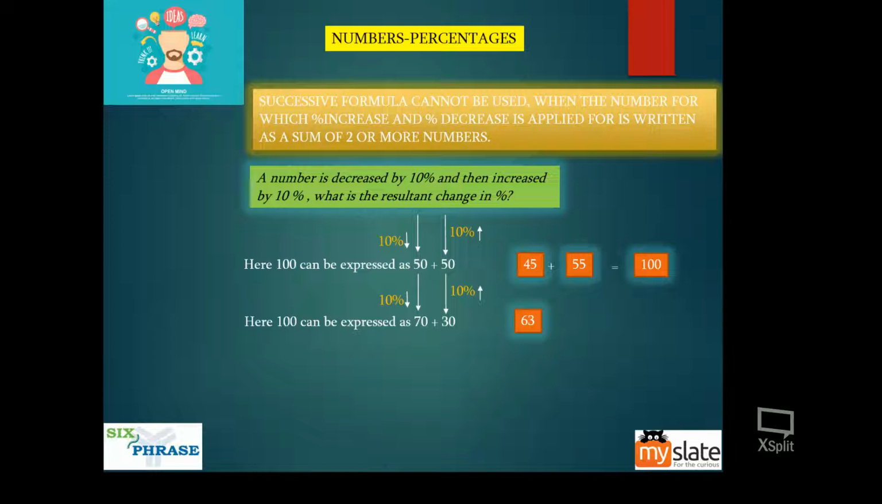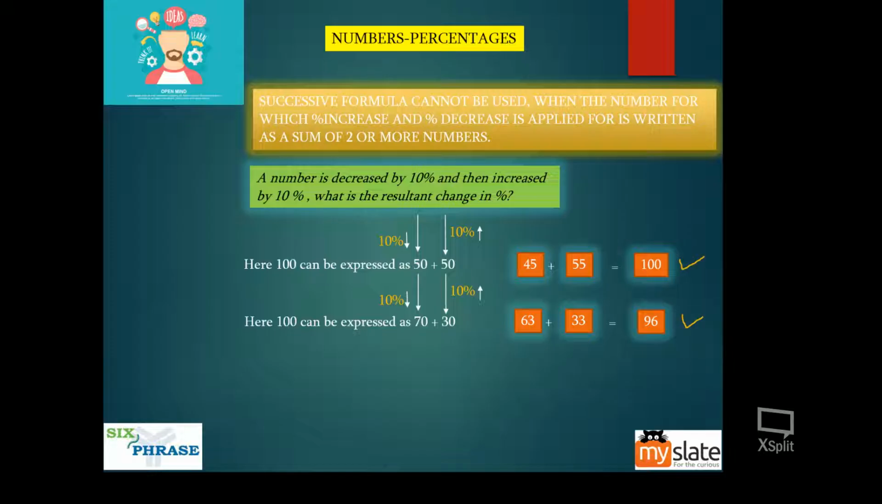So decrease 70 by 10 percent, you get 63. Increase 30 by 10 percent, you will get 33. What is 63 plus 33, guys? It is definitely not 99 and definitely not 100. You're not even getting the same answer. Look, it is two different answers.